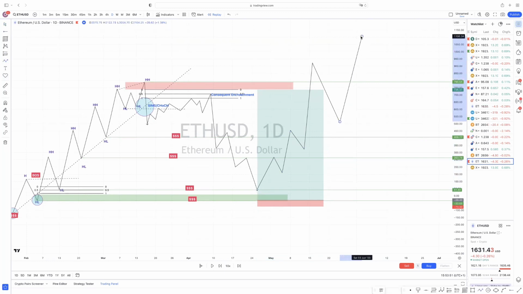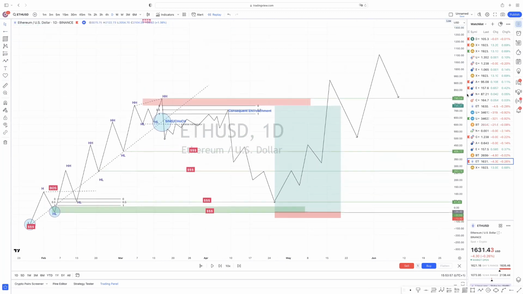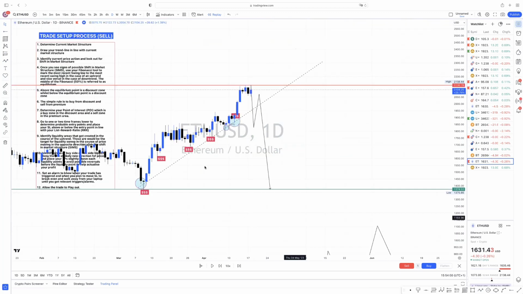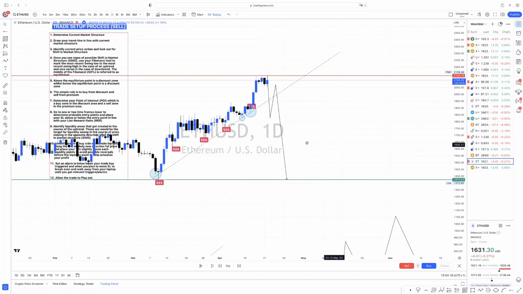Please do not make yourself liquidity for the market. So I have tried to explain the theory of what I'm trying to explain here. So let's go back to the chart and see how that is demonstrated. So I've determined the current market structure. I have drawn my trend line. I have identified the current price action, and I'm now going to be looking out for a shift in market structure.